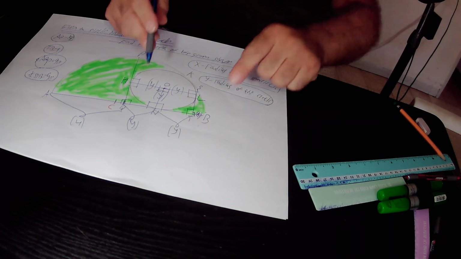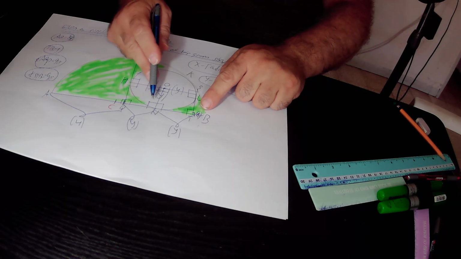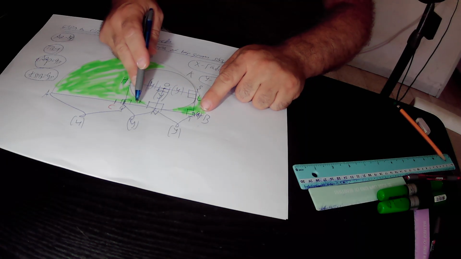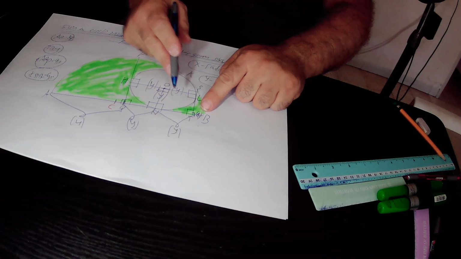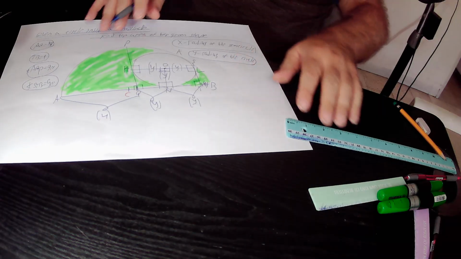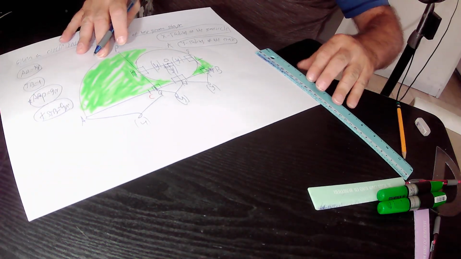So in total, QT must be equal to QN plus NT. So QT equals QN, that is y, plus NT, that is y. y plus y is 2y. So QT equals 2y units in its length.